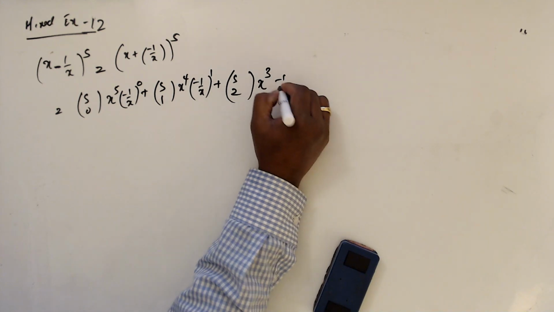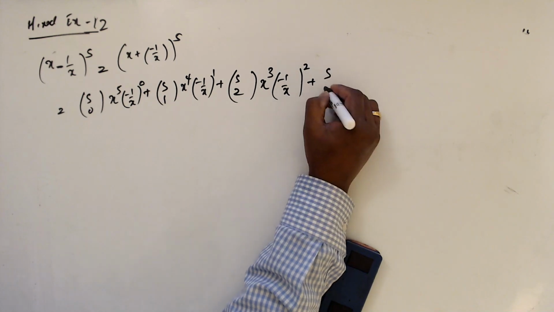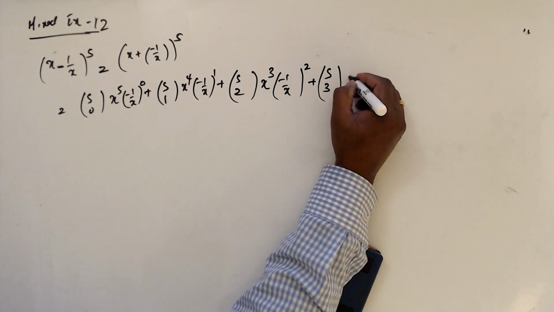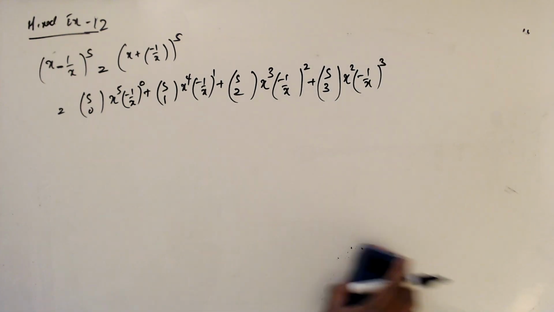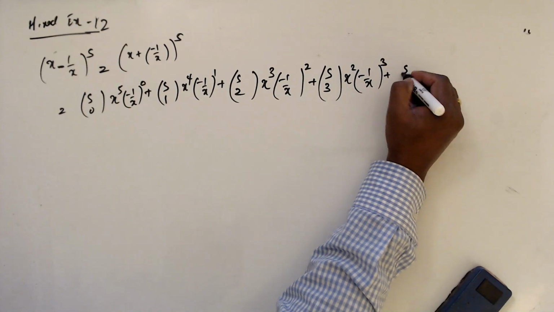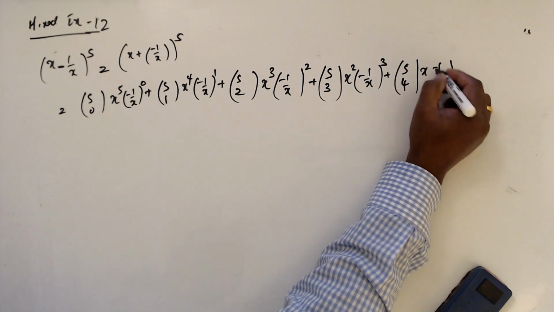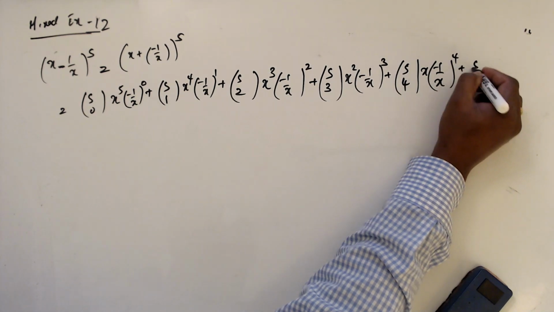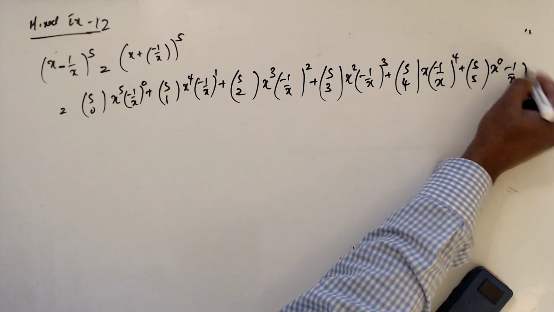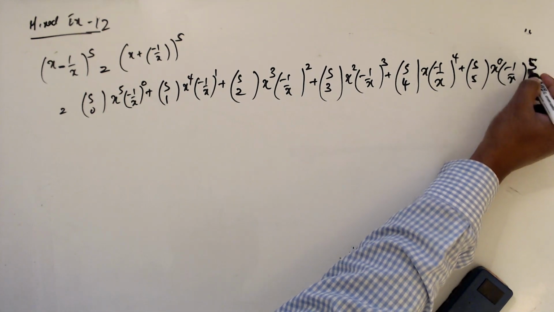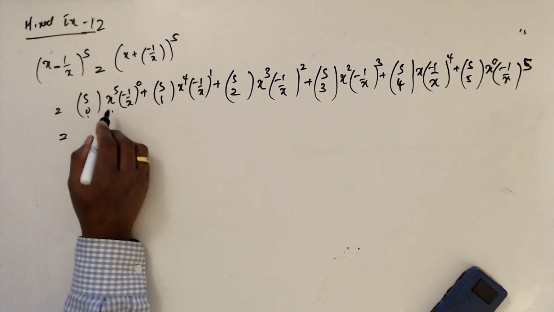x^3 minus 1 over x squared, 5C3 x^2 minus 1 over x cubed, 5C4 x minus 1 over x to the power 4, and 5C5 x^0 minus 1 over x to the power 5. So this is 1 and this is x^5.